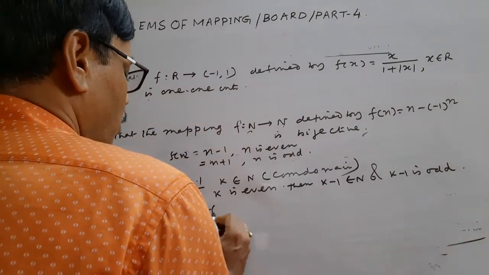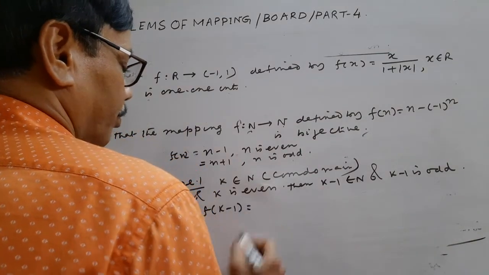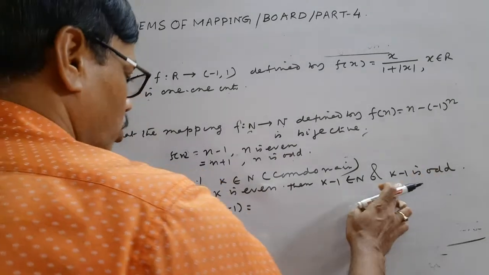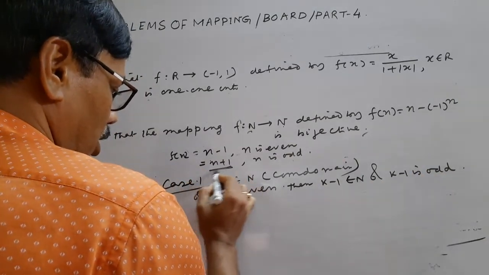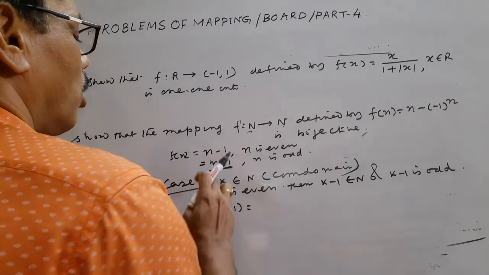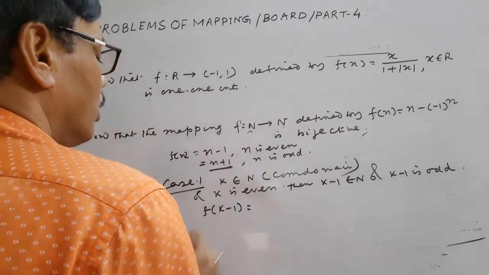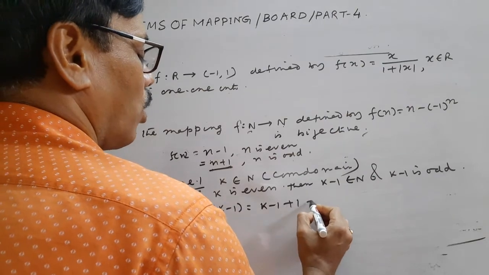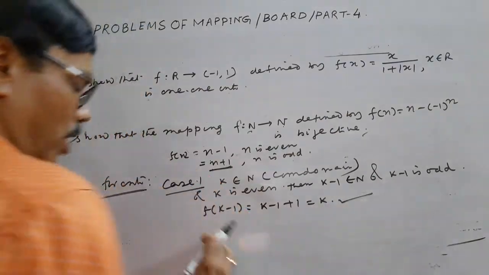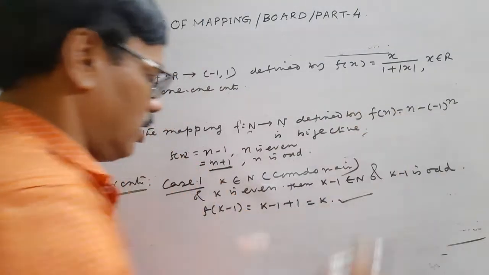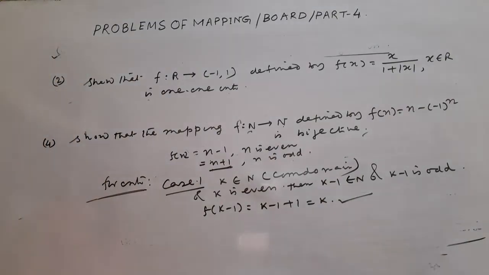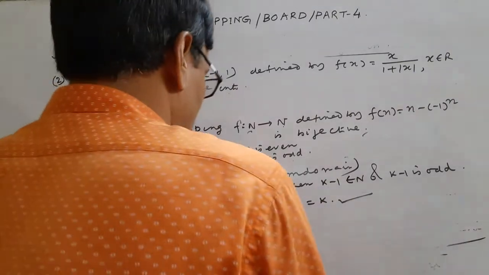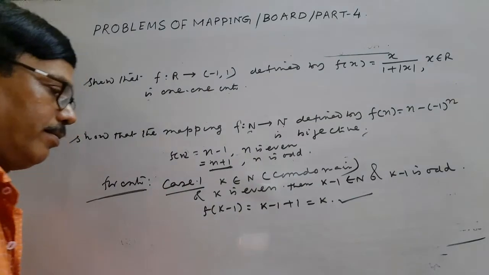So what is f of k minus 1? Since k minus 1 is odd, we get the relation n plus 1, so k minus 1 plus 1, which is k. So f of k minus 1 equals k. So range equals codomain.